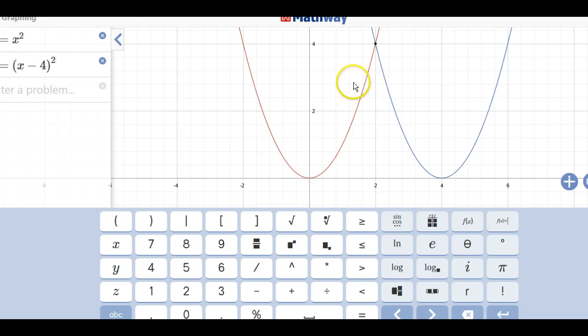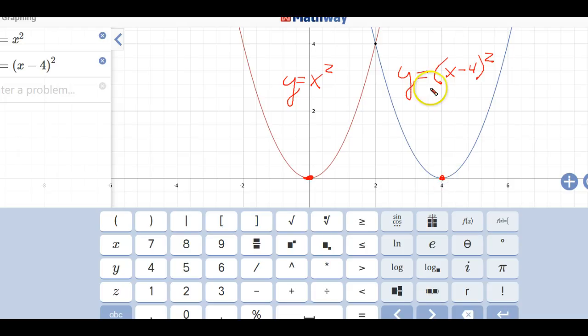Now, we also have a graphing calculator online, and again, our first one would be y equals x squared. That's this one, you see part of it here. It's going through the origin. And this will be y equals, and then in parentheses, x minus 4, the quantity squared, just shifts it over to the right 4 units.